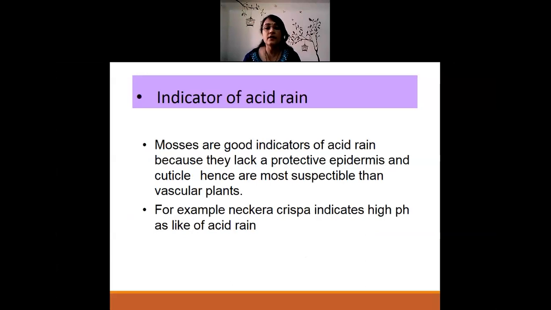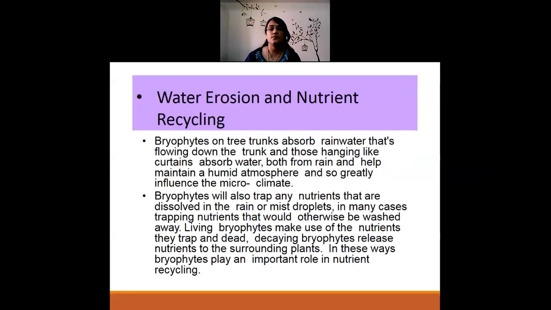It has been found that bryophytes are also indicators of acid rain. They are good indicators of acid rain because they lack a protective epidermis, hence are more susceptible than vascular plants. Some, for example Nectria, indicate high pH.